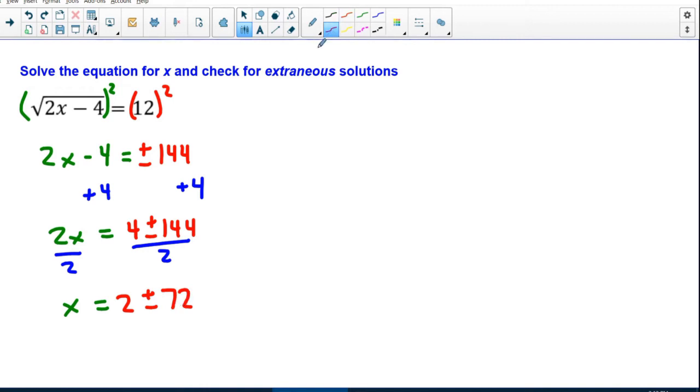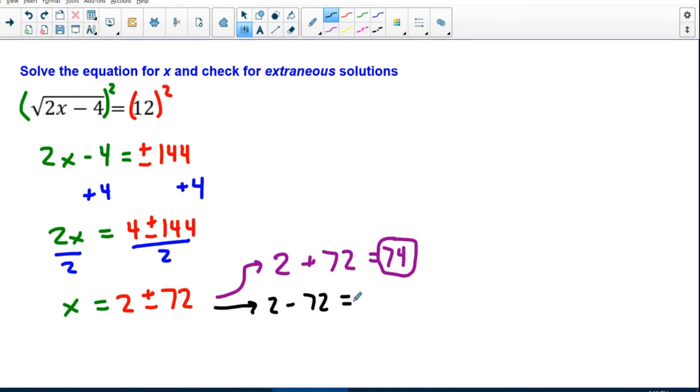Okay, so this plus or minus is going to give me two different answers. First of all, I'm going to have to do 2 plus 72. That's going to give me 74. I also need to do 2 minus 72. So 2 minus 72 is going to give me negative 70. So you can tell I've got two answers. One of these is the correct answer, and the other one is what we call extraneous. So we're going to go ahead and check both of these by plugging them back in and see which one works and which one is a liar. One of these is extraneous.